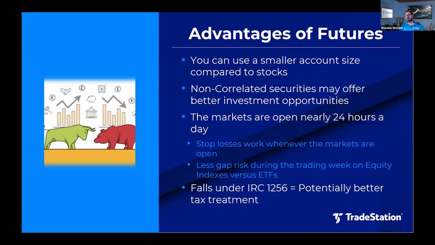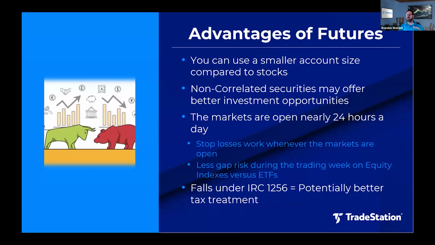The markets are open nearly 24 hours a day. When you put in a stop loss on a stock, that's a stop market order. Market orders do not exist in the after hours. After 4 p.m. Eastern, and before 9:30 in the morning Eastern, market orders don't work. You can't put in a stop loss that'll trigger after hours. I know they're expanding trading and things are changing, but with futures, you can. You can put in those stop losses after hours and have them trigger to protect you.